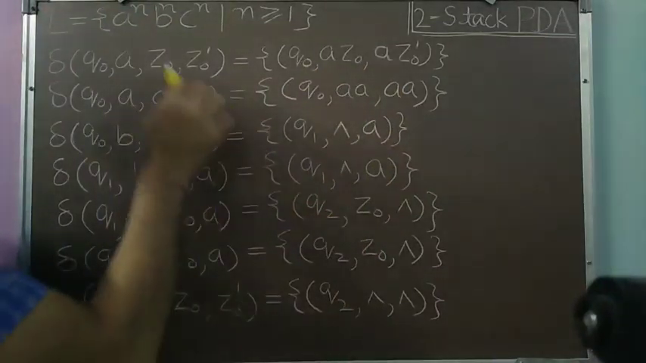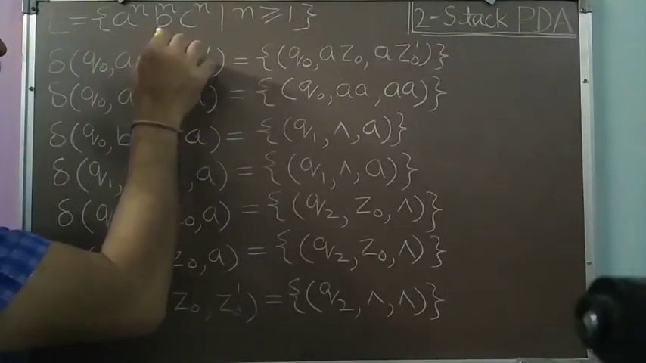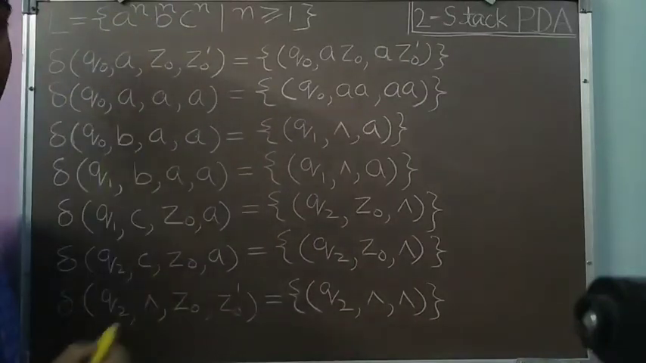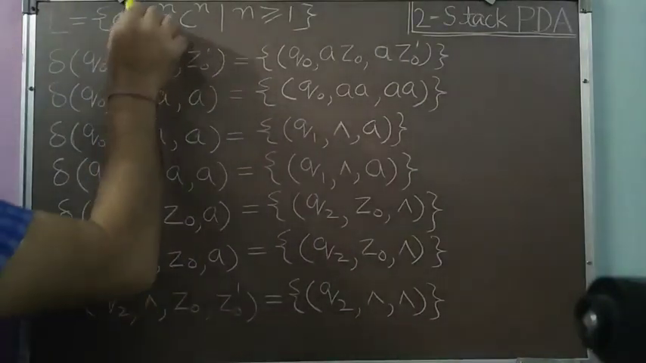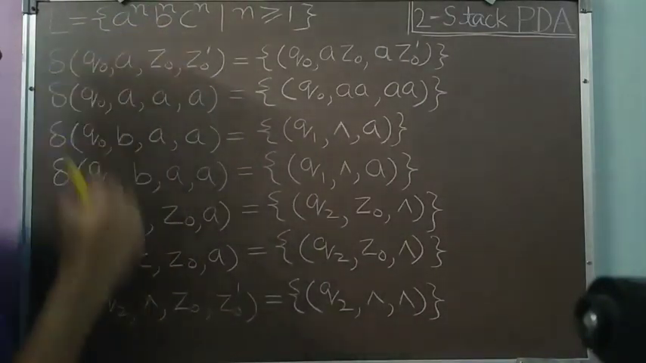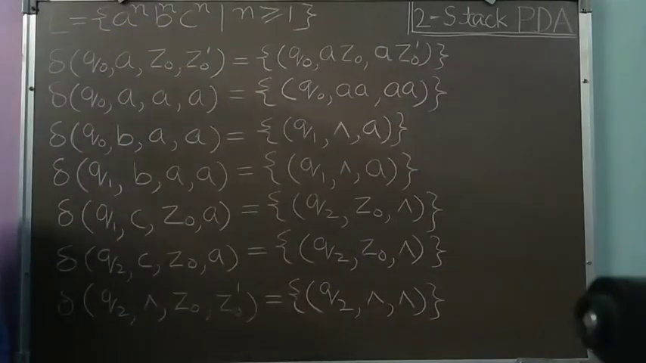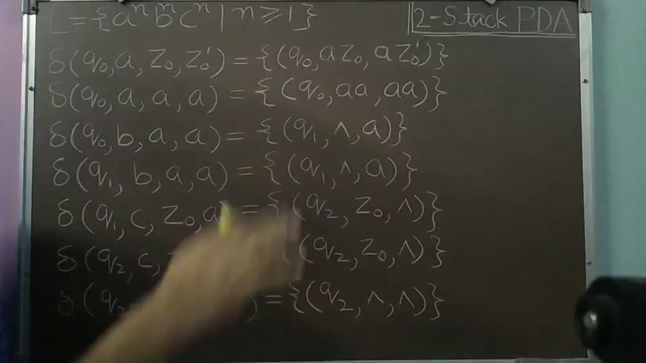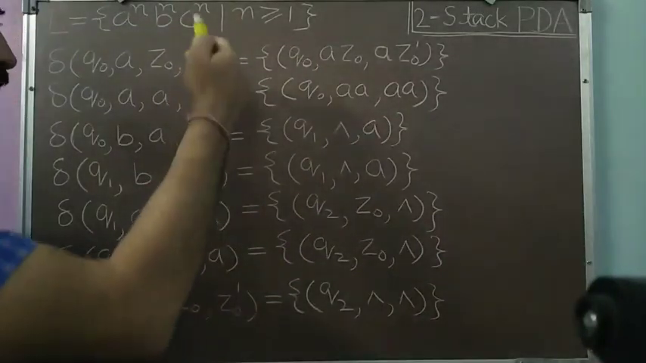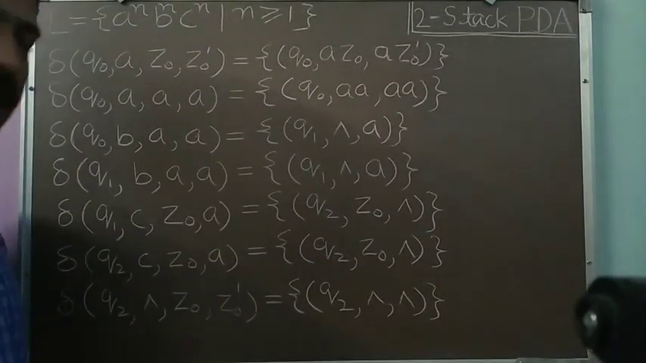In this manner we can match A's with the B's as well as A's with the C's, and we will ensure that the number of A's and number of B's are equal, and the number of A's and number of C's are also equal. So in this manner we will be ensuring it. Now, as per this strategy, I will be writing my transitions.